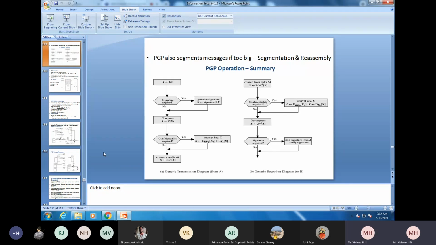I hope PGP and SMIME is clear to you, students. Do you have any questions regarding PGP and SMIME? Only Radix 64 I have to discuss. I can't start it today because we have less time. Or do one thing. Yes, make a note of this, students. Take the heading as Radix 64 conversion.